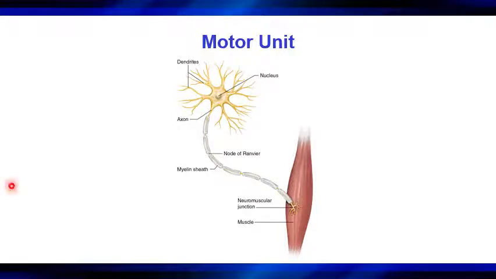So basically, this is the motor nerve here, and this motor nerve is going to innervate fibers within this muscle, okay? And here you have the different parts of the motor nerve. So you have the dendrites. Dendrites are going to bring information to the nucleus of the cell body. This is the nerve cell here.